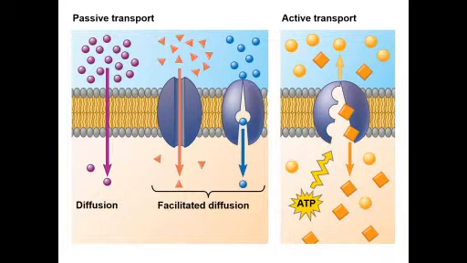Alright, so this kind of gives you a review of passive and active transport. Looking at diffusion, facilitated diffusion, active transport. It's a nice little summary slide. The one thing it does leave out is osmosis. Osmosis is also another type of passive transport.